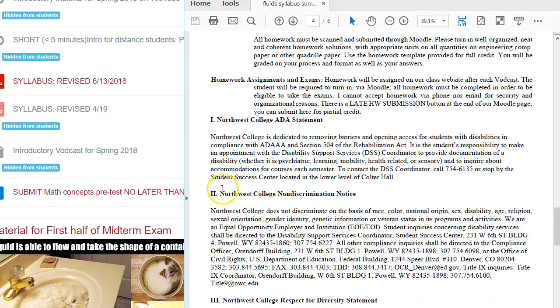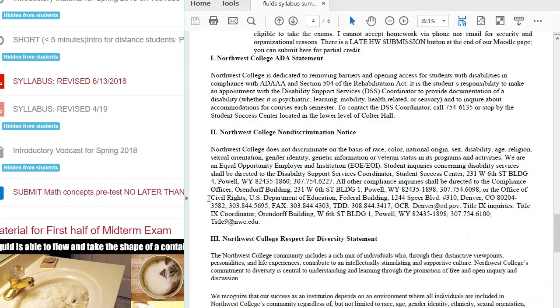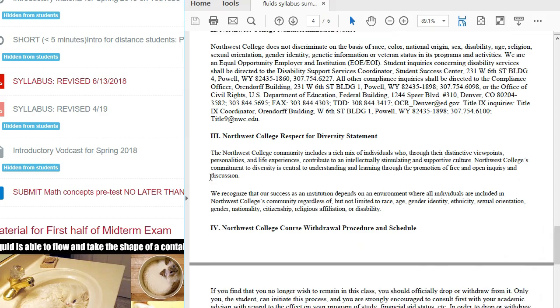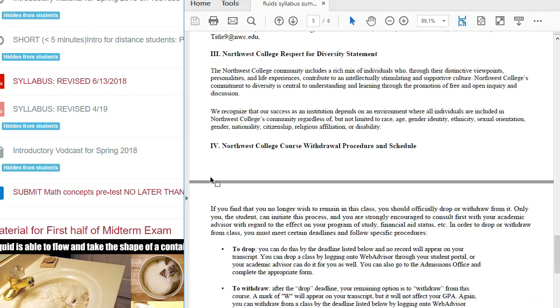Okay, we have a disability statement. Basically, if you have a disability and you let me know what that is, I can help accommodate you. Or we also have a disability support service coordinator, and we can make sure that your accommodations are met. The second statement is the statement of non-discrimination. Northwest College does not discriminate based on any of these factors, and there are 8 or 9 protected classes in the state of Wyoming, and they are all going to be respected without any question in this course.